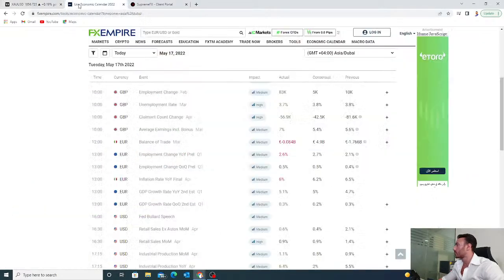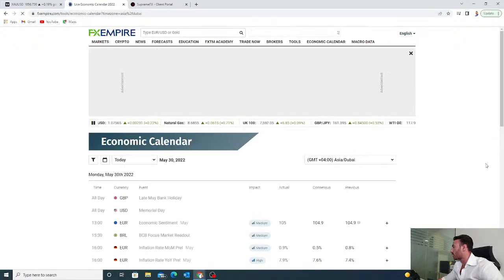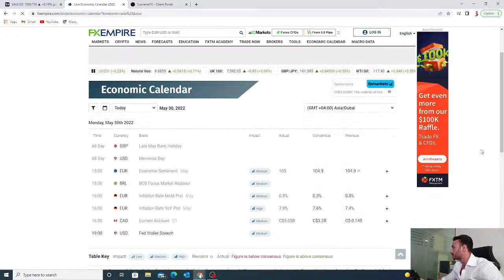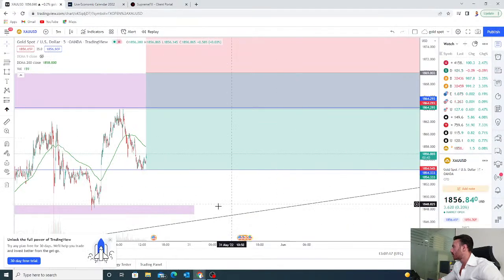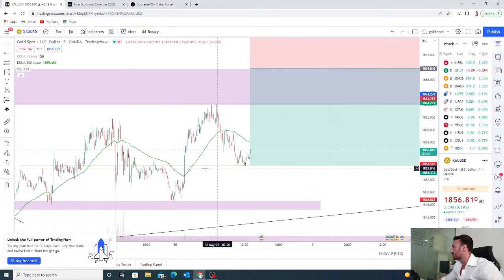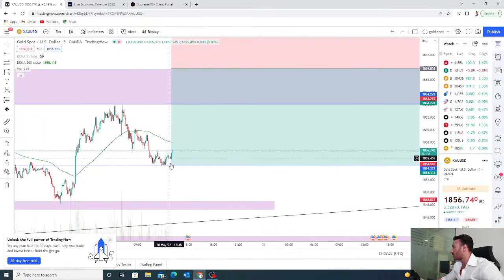Now, another important factor is that we have to look at the economic calendar. If you have any questions, please leave it in the comment section below. Today, not much action, because there's not a lot of reports. We could see here, we saw a lot of support.